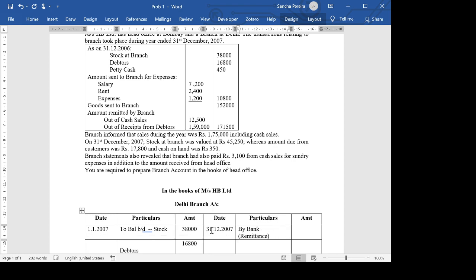Okay, by bank. Now here we have of cash sales. What is the meaning of this? The branch is sending money to the head office from cash sales. Maybe not the whole amount, but a certain amount from the cash sales. Whatever the branch has collected, it's sending it to the head office. Similarly, whatever the debtors have paid to the branch, the amount is also being transferred to the head office. That's the meaning of this.